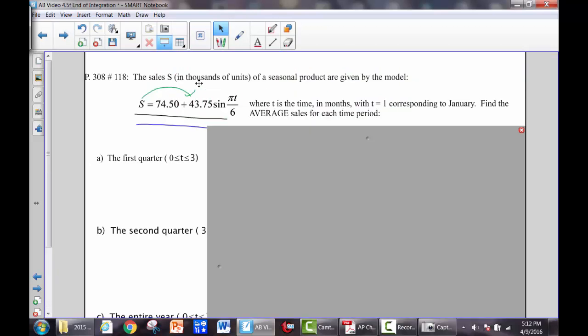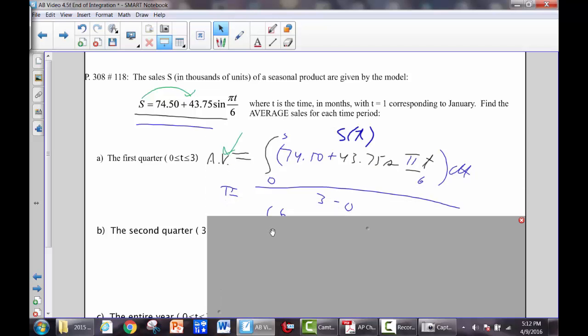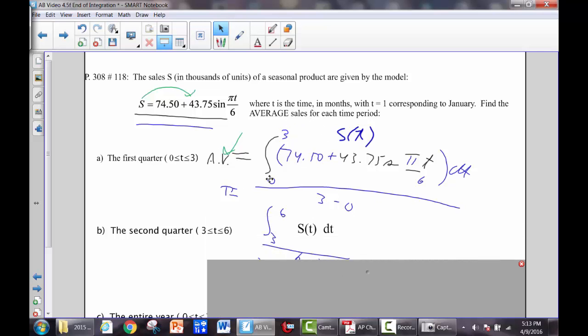Number 118, the sales S in thousands of units of a seasonal product are given by the model. So this is your number of sales. T is the time in months, with T equals 1 corresponding to January. Find the average sales for each time period. That means find the average value of the sales function. So for the first quarter, from 0 to 3, the average value is the integral from 0 to 3 of the sales function, which they gave to you, all over 3 minus 0, and then you just use your calculator.